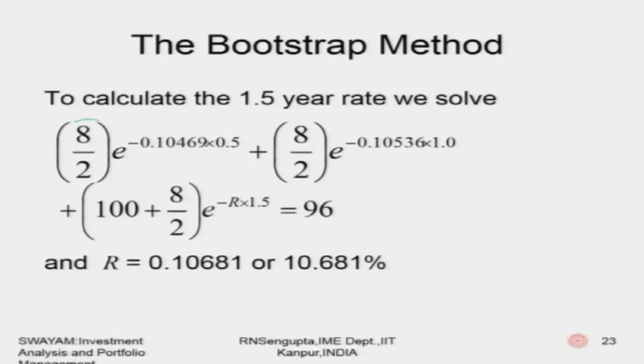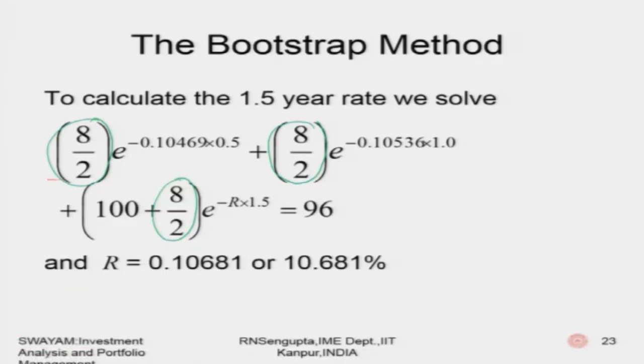So, this 8 by 2 is being paid after 6 months, because they are paid semi-annually. 8 by 2 is being paid after 1 year, and if you consider the total time duration was basically 1.5, so 8 by 2 would be paid after 1.5 years. But for this 1.5 years, we are not aware of this continuous compounding interest rate, so we need to find it out.